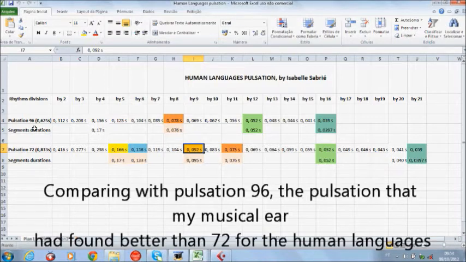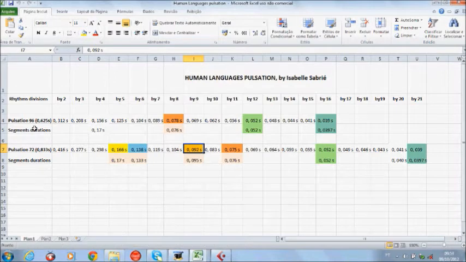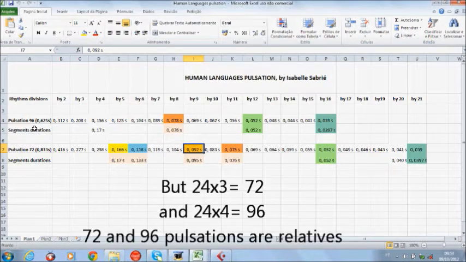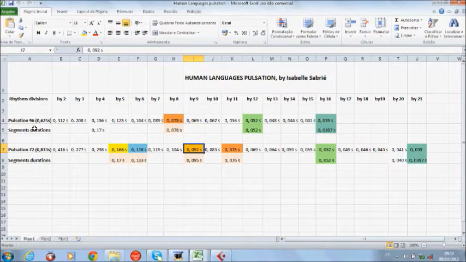The pulsation 96. It's because hearing so much human languages, I perceived that the pulsation 96 was better than the pulsation 72. So, is it because it's a different pulsation which has nothing to see with the other one? Well, I found the answer. No, it has a relation. 24 times 3 makes 72, and 24 times 4 makes 96. So that the pulsation 96 is relative to the pulsation 72.